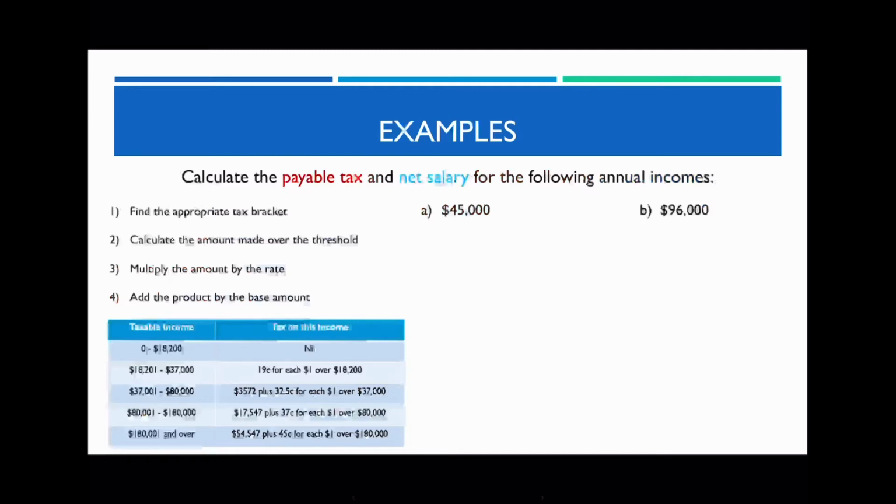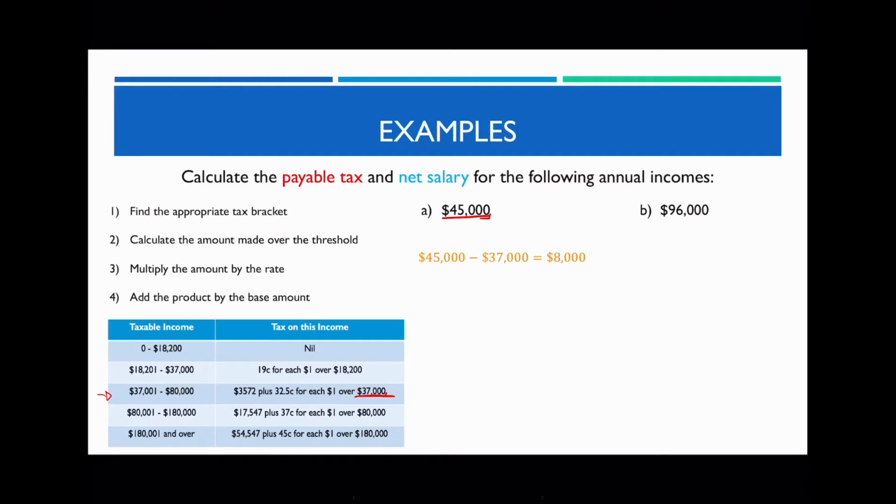So the first step is we need to find the appropriate tax bracket. For instance, for $45,000, you're going to be in the third tax bracket. The second step is you need to calculate the amount that you made over the threshold. Remember, the threshold is the last number over here. You've earned $45,000, so the amount you made over the threshold is therefore going to be 8,000. We do that by just doing subtraction: the amount that you earned subtracted by the threshold.